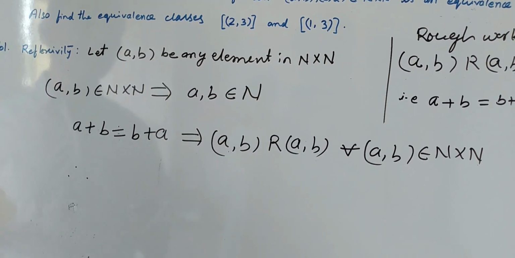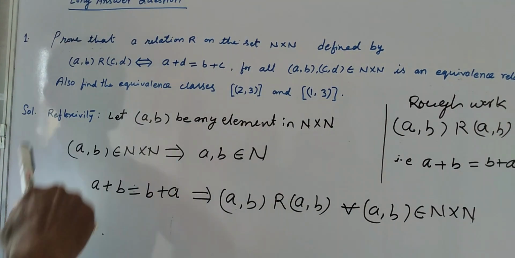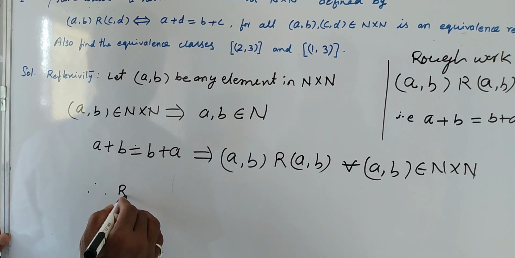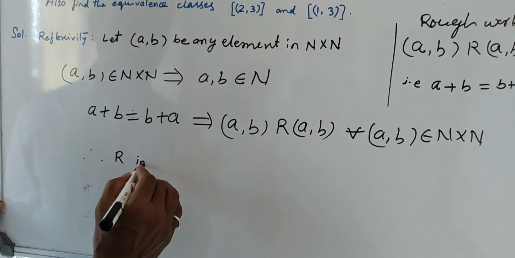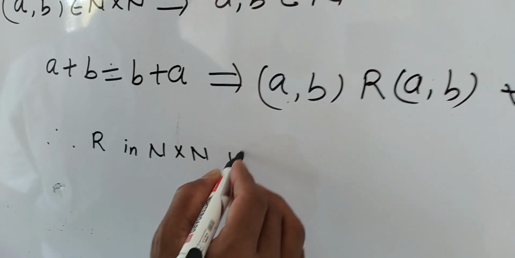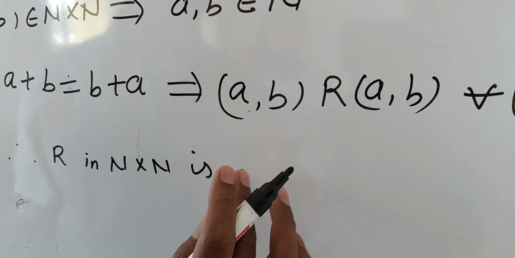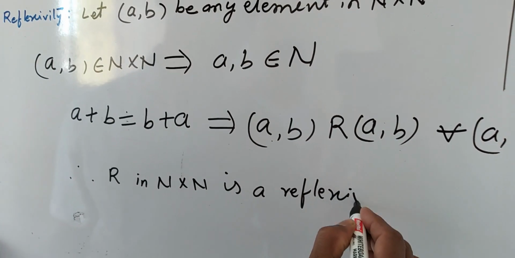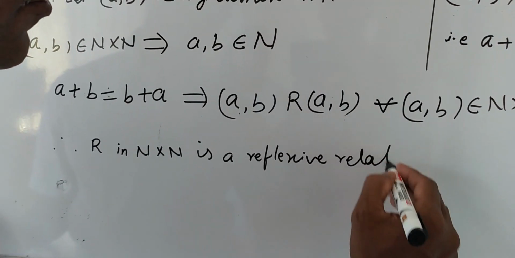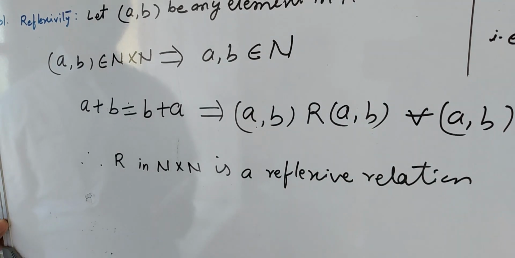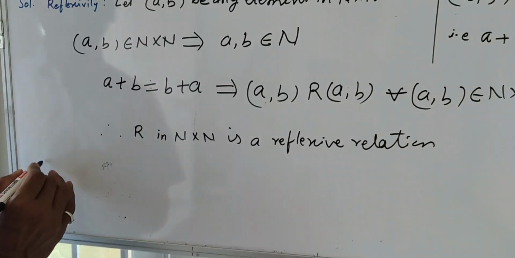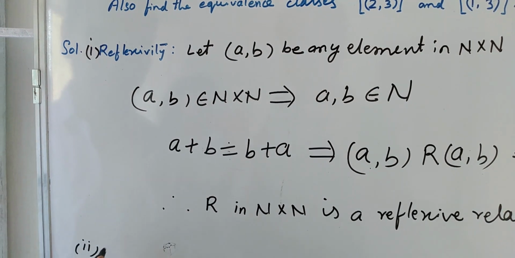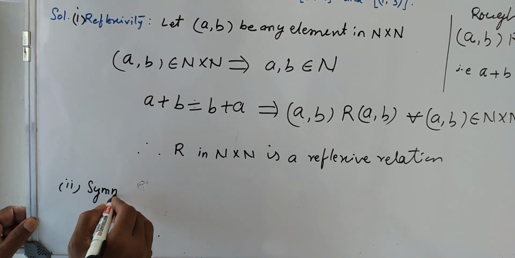Therefore, every element of N cross N is related to itself. So we can say R in set N cross N is a reflexive relation. Second part, symmetric.